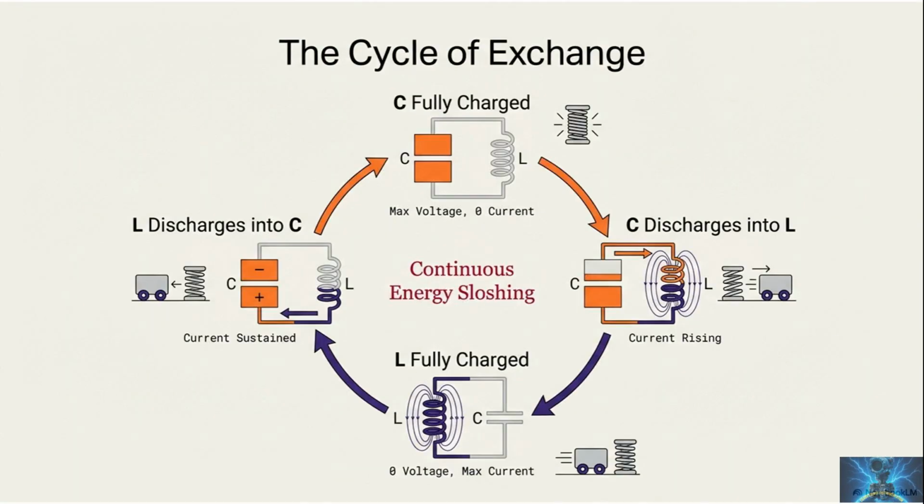Imagine the capacitor starts fully charged, maximum voltage, zero current. The capacitor begins to discharge, pushing current into the inductor. As current rises, the inductor builds a magnetic field and stores energy there. Eventually, the capacitor voltage drops, but current peaks as the inductor coasts. Then the inductor collapses its magnetic field and pushes energy back into the capacitor. That back and forth swap is the heartbeat of resonance.